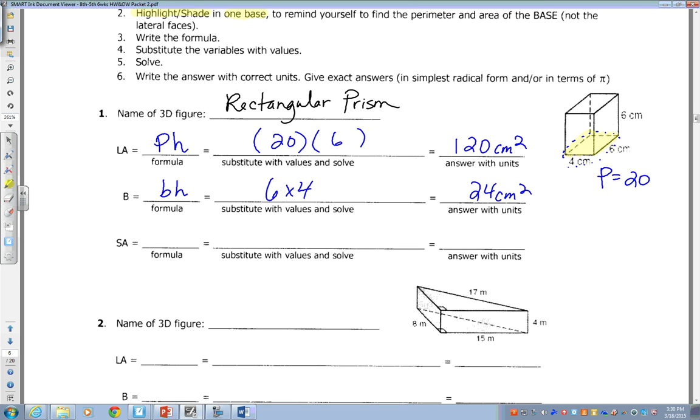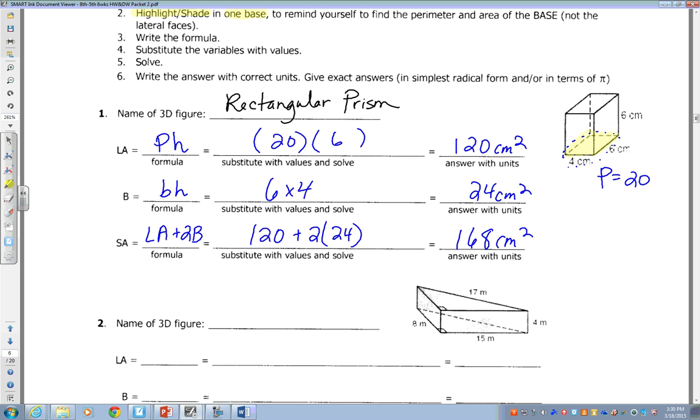To get the total surface area, we're going to take our lateral area plus the 2 bases, the 2 B's. We already know the lateral area is 120, plus 2 bases, which is 2 times 24. So our total is 168 centimeters squared.